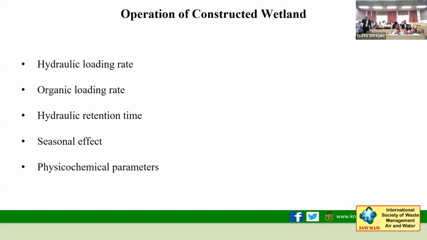For instance, for seasonal effect, it has been established that the seasonal effect like aeration, wind, rainfall have effect on the removal efficiency of pharmaceuticals. Again, the physicochemical parameters has mainly to do with the parameters for the water involved.